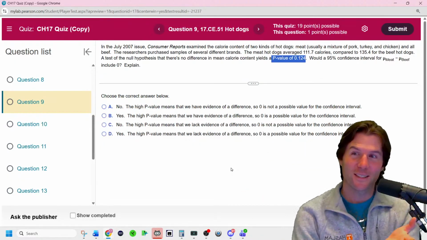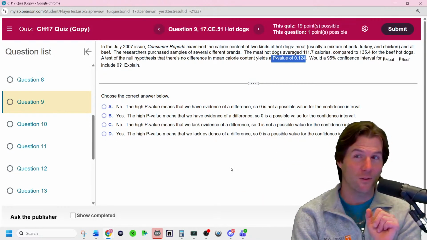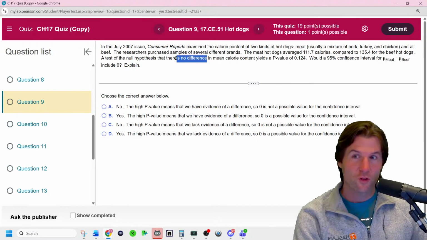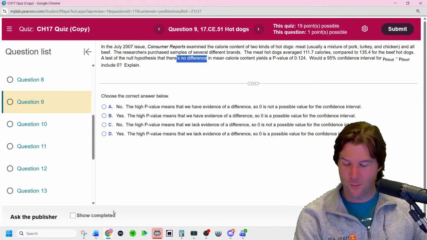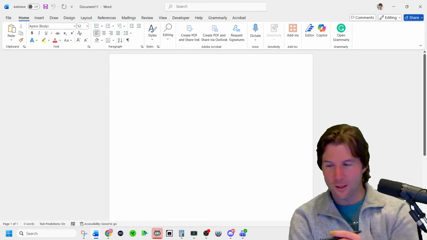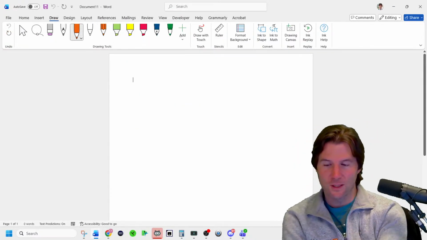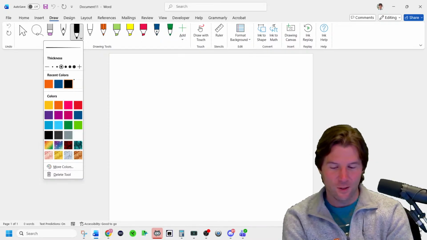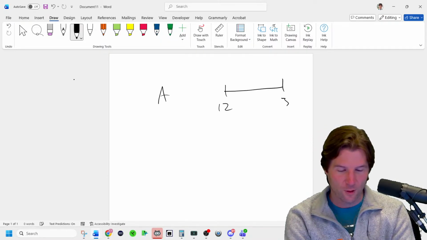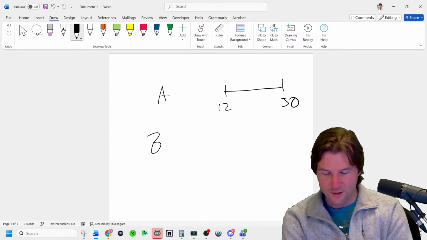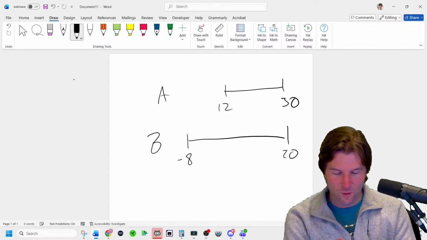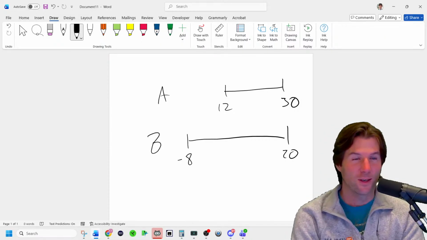You do not reject, exactly. It's a high p-value. When the p-value is high, you do not reject the null. And the null is that there's no difference. So would the interval contain 0? Because you're saying, I don't reject that there's no difference. So think about an interval to say, here's what we think the difference is between the calories. Interval A says, I think the calorie difference is somewhere between 12 through 30. Interval B says it could be from -8 all the way to positive 20. Like the difference is somewhere here.